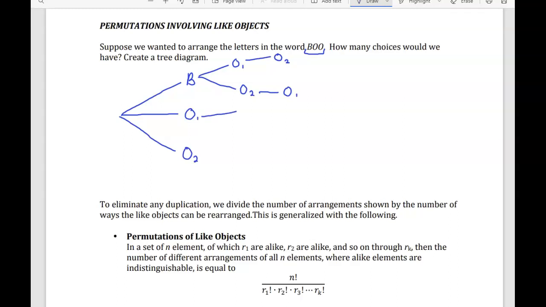If I select the first O, I can select the B, but then my only other option is the second O. If I select the second O, then I have to select the B. I can select the B, but then I select the first O, or I can select the first O, and then I must select the B. So if you look at this, I have 1, 2, 3, 4, 5, 6 possible outcomes.